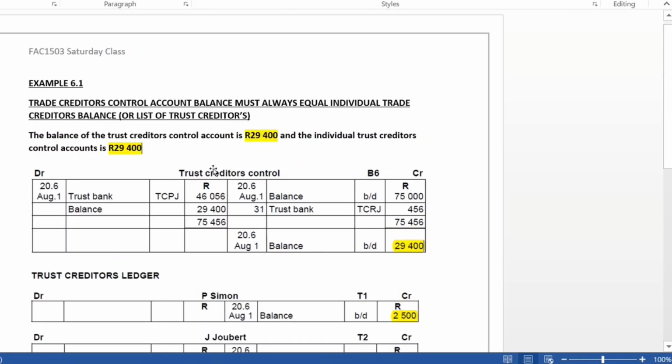Are you with me, guys? So if a trust creditors control account has a credit balance of 29,400, a trust bank account must have a debit balance of 29,400.